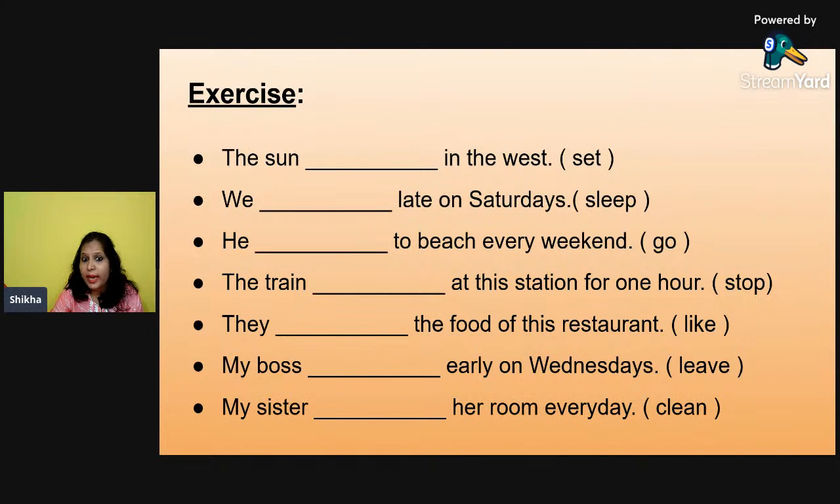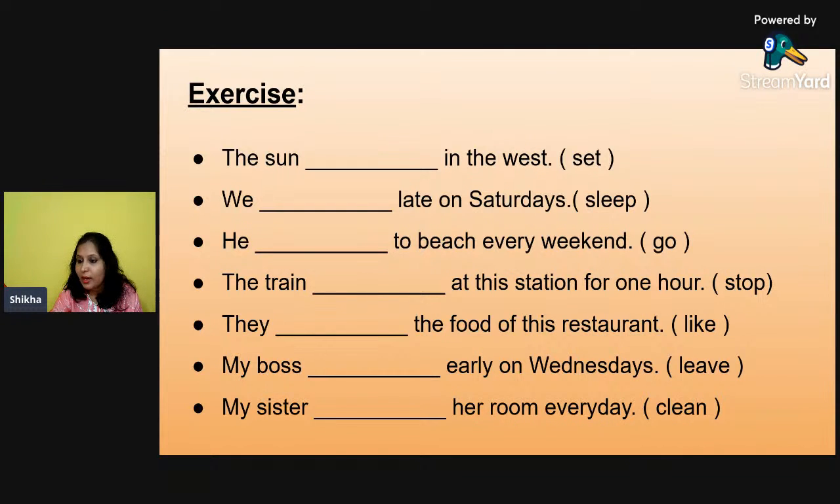Okay, we dash late on Saturdays. We is the first person plural pronoun. We dash late on Saturdays, and the option is sleep. So what is the correct option? It will be sleep or sleeps. We sleeps late on Saturdays. Does it sound good? No, it's not. It's wrong, right? So it is we sleep late on Saturdays.